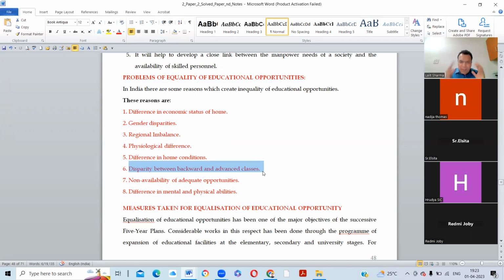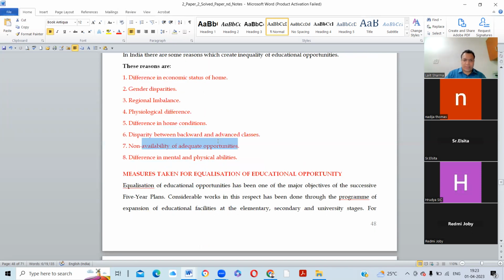We have to broaden our mind, right guys? So we have to remove such kind of things. So these are the problems of equality of educational opportunities, right?